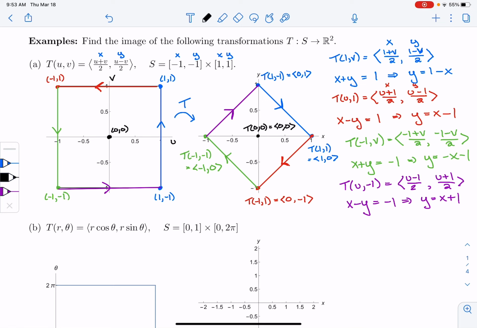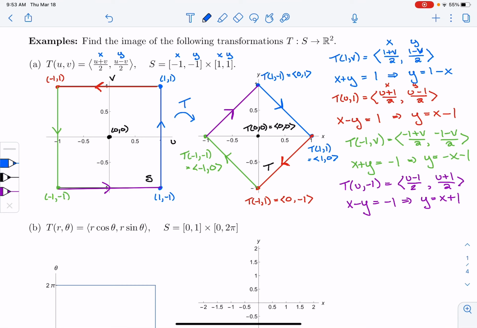Okay, so we've now shown that if we want the image of S, it is in fact going to be the interior and exterior of this diamond, which we'll call T. And that gives you a sense of how you can find the image of various transformations.